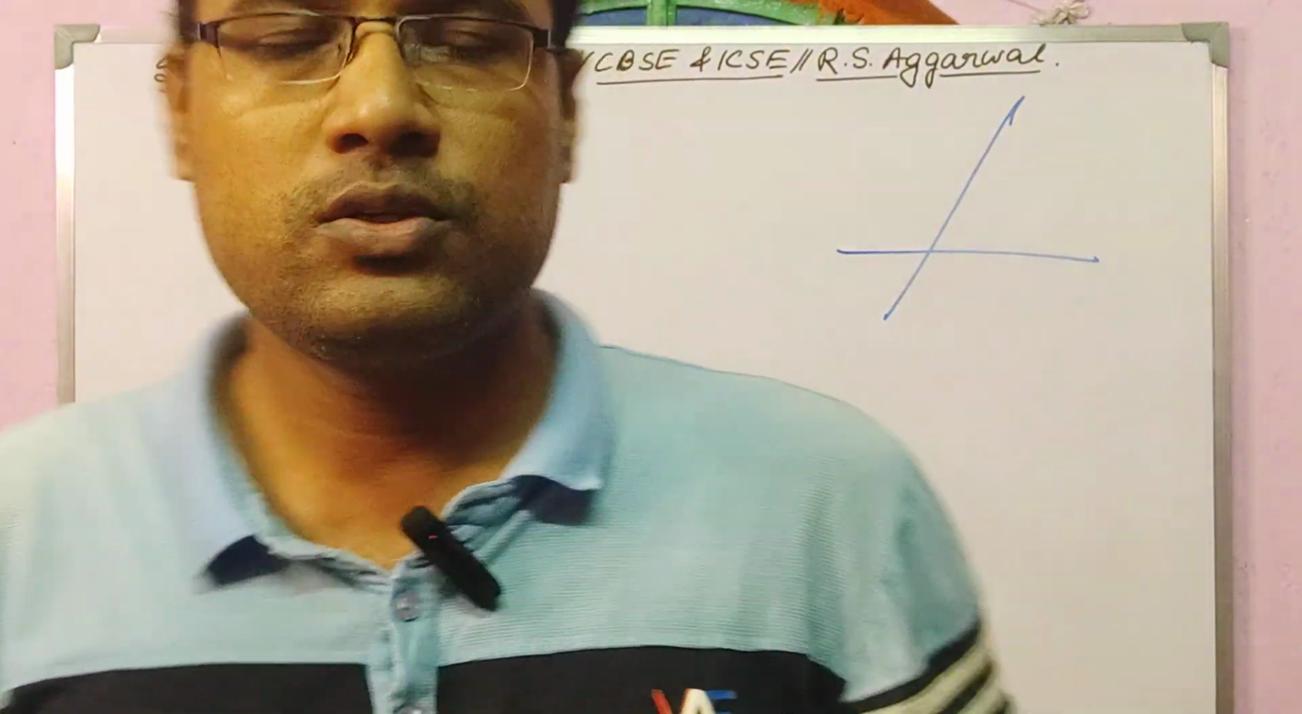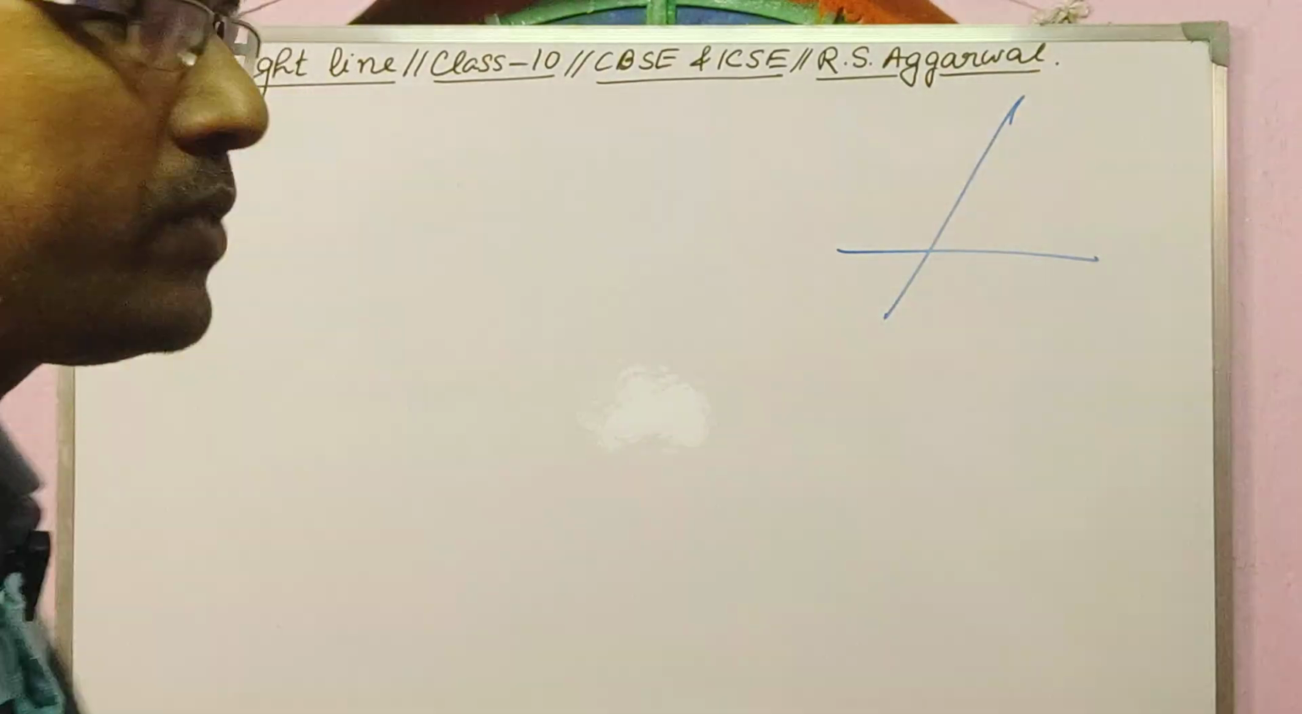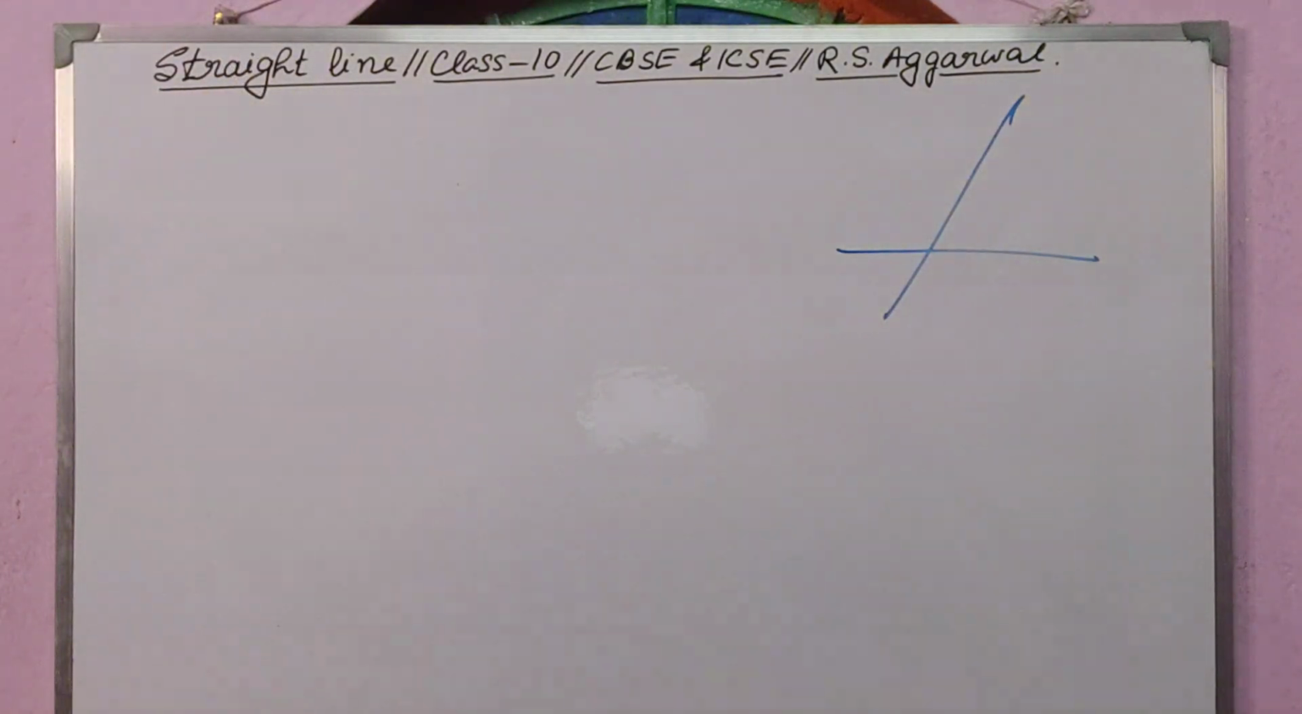Here we will start today a new chapter, straight line. This is class 10th chapter from CBSE ICSE board. We will be solving problems from the RS Aggarwal book. Okay. Here in straight line, first we will learn what the inclination of a line is.